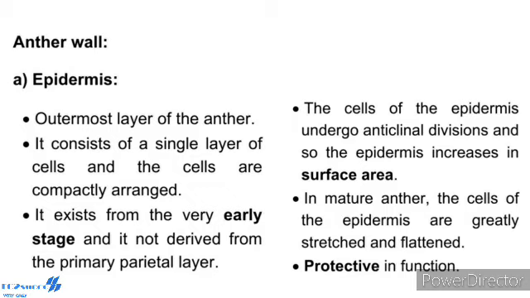First one, epidermis. The epidermis is the outermost layer of the anther. It consists of a single layer of cells, and the cells are compactly arranged. It exists from the very early stage, and it is not derived from the primary parietal layer. The cells of the epidermis undergo anticlinal division, and so the epidermis increases its surface area. In the matured anther, the cells of the epidermis are greatly stretched and flattened. The epidermis is protective in function.